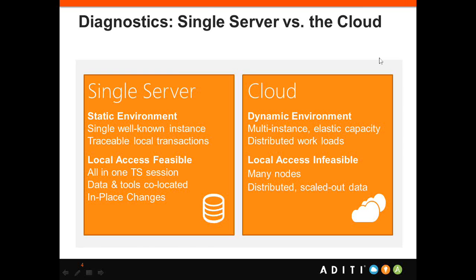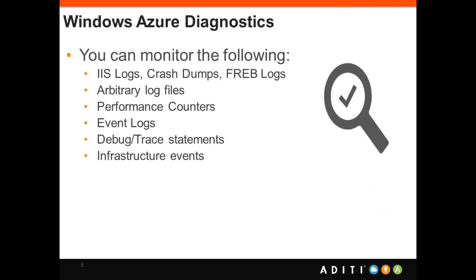Okay. So in Windows Azure Diagnostics, we can actually monitor IIS logs, crash dumps, and the failed requests log. When you're sending some request to IIS, it might fail for a lot of reasons. We can log that also, and we can monitor that information. Arbitrary log files: you can create your own log files, text files, XML, CSV files, etc.